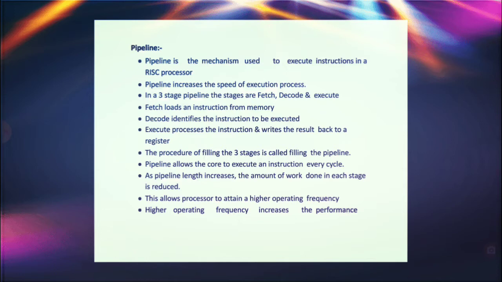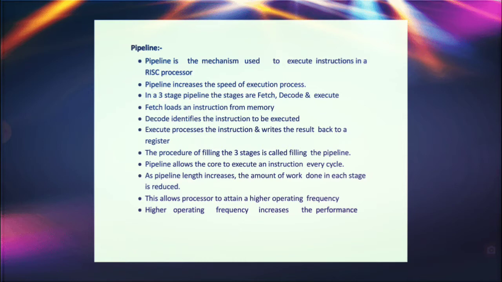In a three-stage pipeline, the stages are fetch, decode, and execute. Fetch loads an instruction from memory. Decode identifies the instruction to be executed. Execute processes the instruction and writes the result back to a register. The procedure of filling the three stages is called filling the pipeline. Pipeline allows the core to execute an instruction every cycle.